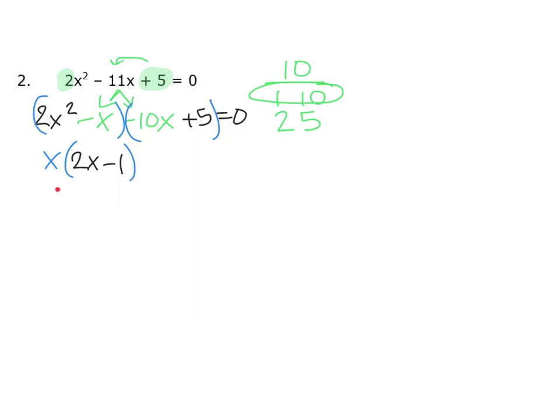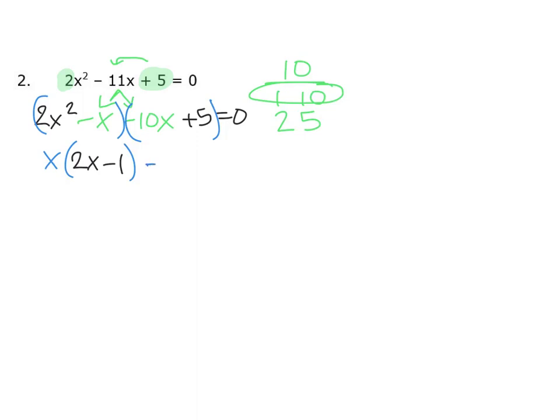Once again, you can double check. X times 2x gives us a 2x squared. X times negative 1 is negative x. For the second parenthesis, notice how I have a negative we're starting off with. You never want to start off with a negative. So automatically, we're going to have to factor out a negative.